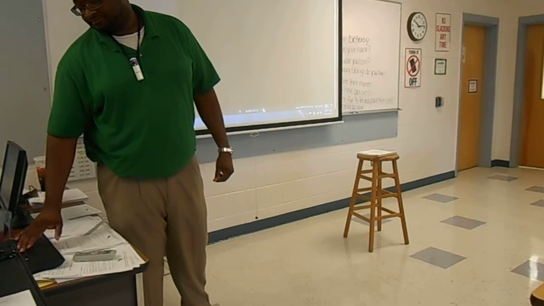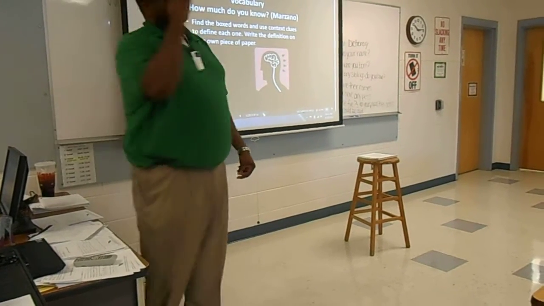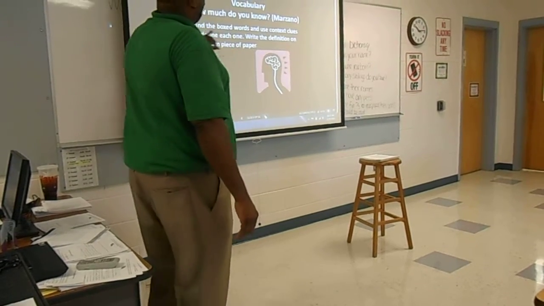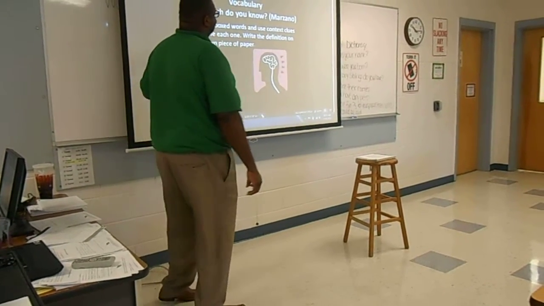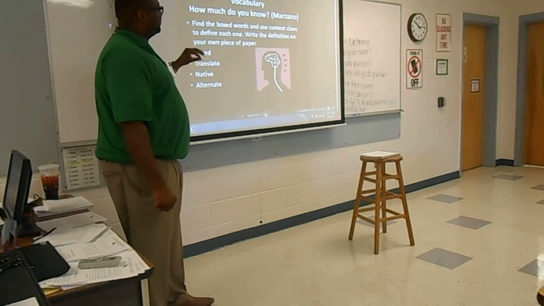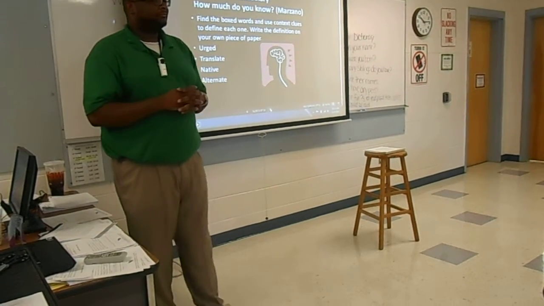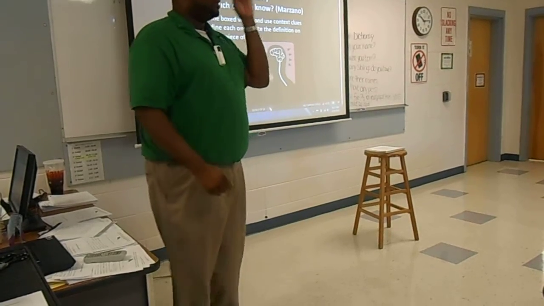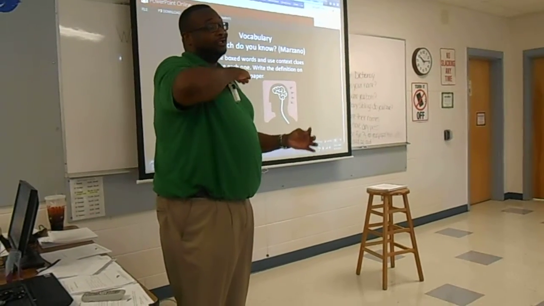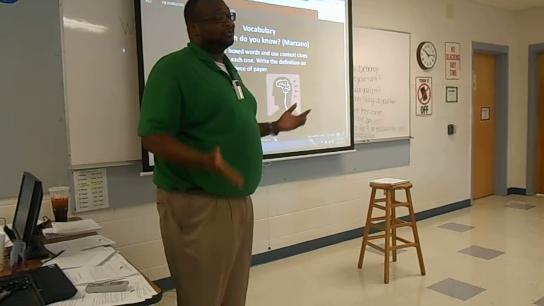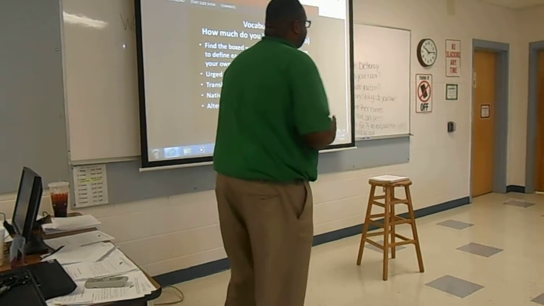Alright, how much do you know? Find the box words and use context clues to define each one. I want you to write the definition on your own piece of paper. But before we do that, take out a sheet of paper real quick. I'm going to teach you a strategy that you're going to learn in a few weeks, but you guys are going to be ahead. Alright? It's called Marzano's.